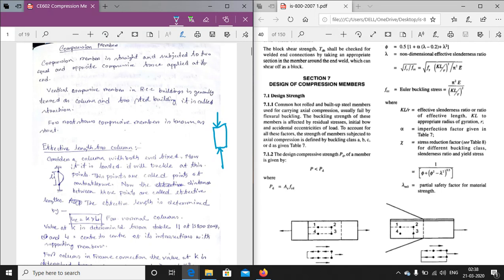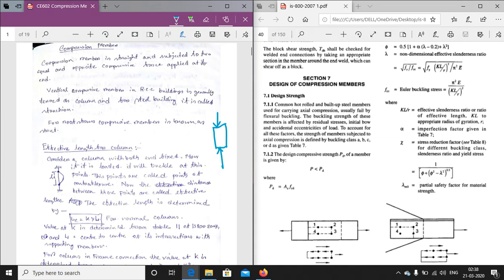Now, when we have to design a compression member, we need to be clear about some basic features of the compression member as per the IS code. We need to be clear about the basic criteria and basic parameters that we need to consider first for the design of a column. First is the effective length of the column.